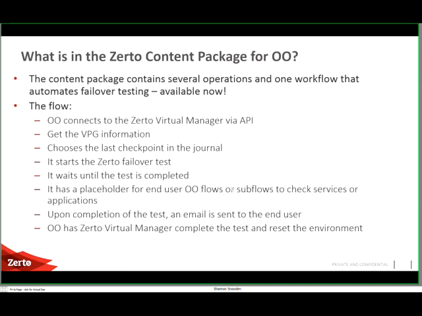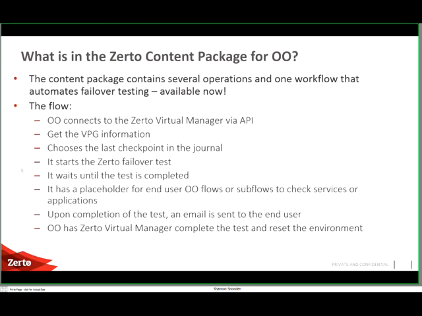All right. So what we're doing here in this content package is we're automating that failover test that I just showed. And so here's what the flow looks like. OO is going to connect to the Zerto Virtual Manager via the Zerto API. We're going to get the VPG information. So that virtual protection group that I showed you, it's going to get that information of here's all the VMs in it. Here's everything I need to know about the VPG. And then we're going to choose the latest checkpoint in the journal. Now, it has the history of all the checkpoints, but what this test is going to use is the latest. And then we're going to start the failover test.